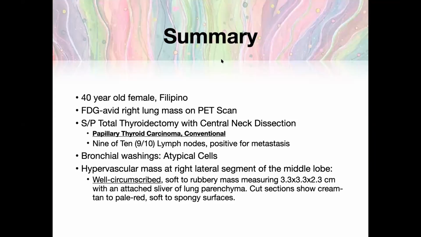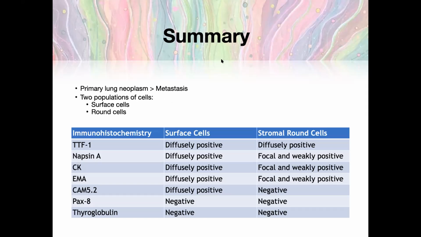So in summary, we have a 40-year-old Filipino female with an FDG-avid right lung mass on PET scan. She has a history of papillary thyroid carcinoma with metastasis to the lymph nodes. Bronchial washing showed atypical cells, and a well-circumscribed hypervascular mass was resected from the right lateral segment of the middle lobe. We considered a primary lung neoplasm and noted two populations of cells, surface cuboidal cells and round stromal cells. TTF1 was diffusely positive in both populations.